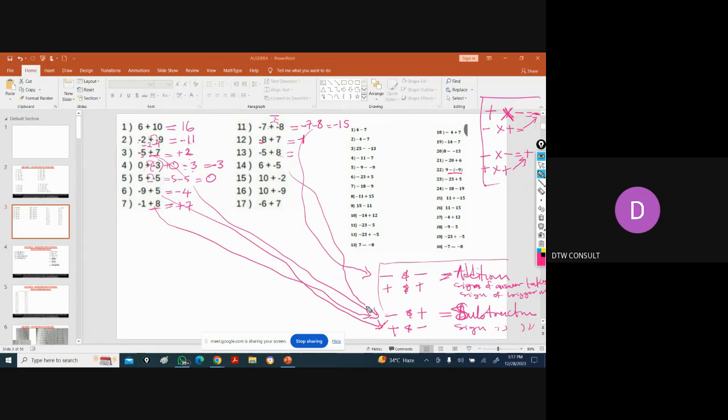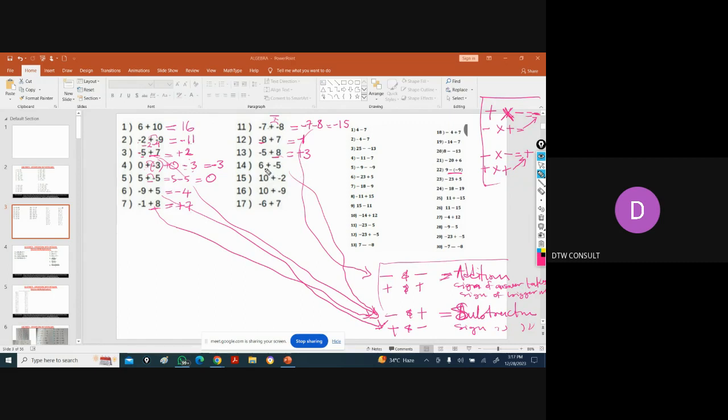We come here. This is a negative 5 plus 8. What do we do? We subtract because we have opposite signs, negative and positive. When we subtract 5 from 8, we get a 3. What would the sign of 3 be? It would be the sign of the bigger number, which is what? Positive. So we have our answer as positive 3.